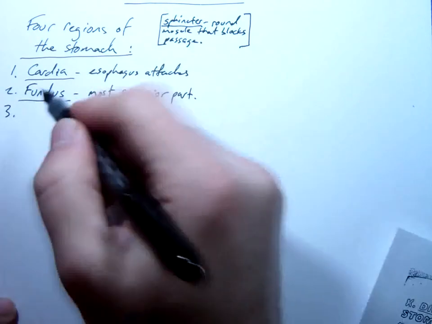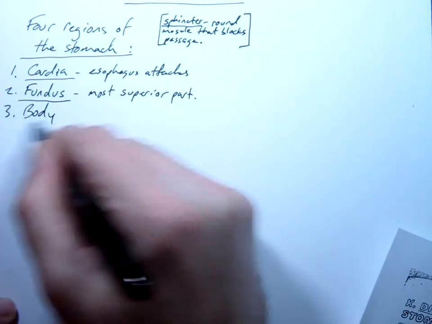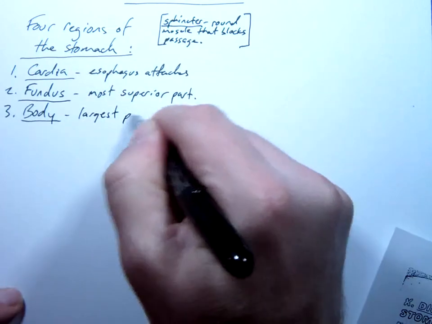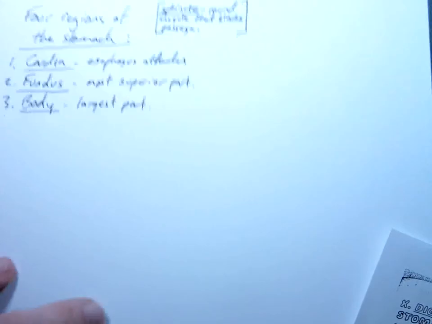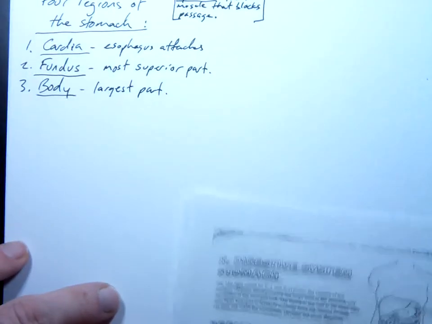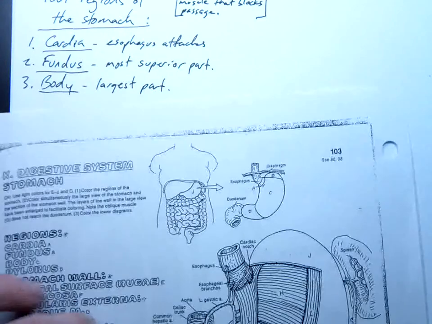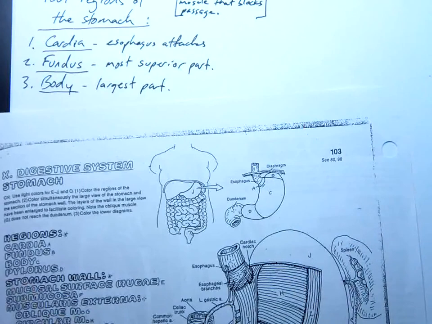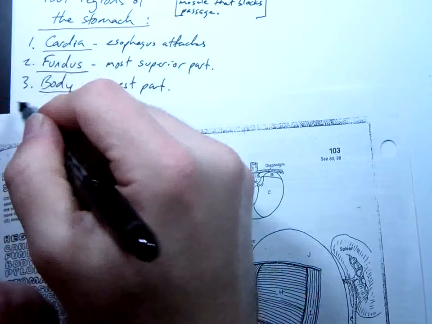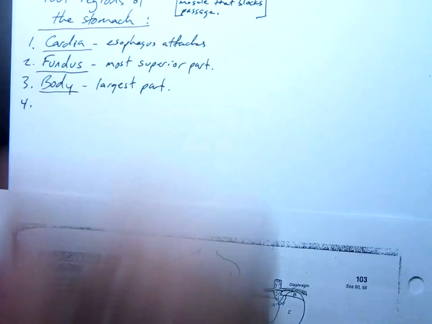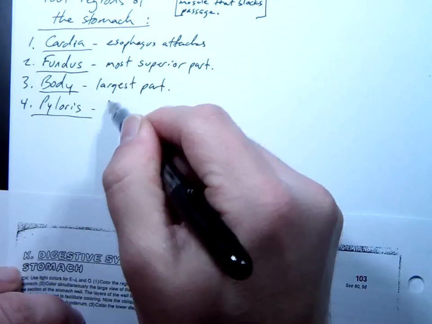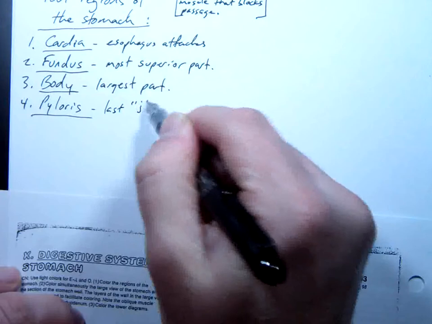The next portion is called the body, and that's the largest portion of it. The majority of chemical digestion and mechanical breakdown happens in the body, and it's huge. It's like all of this section from here to here is the body. And that last little bit right there, that last little section is called the pylorus. It's that last J-shaped curve.